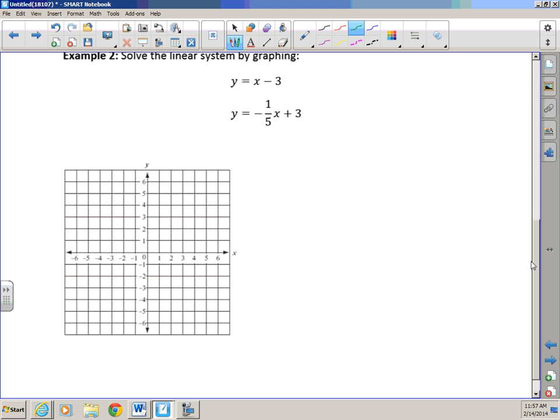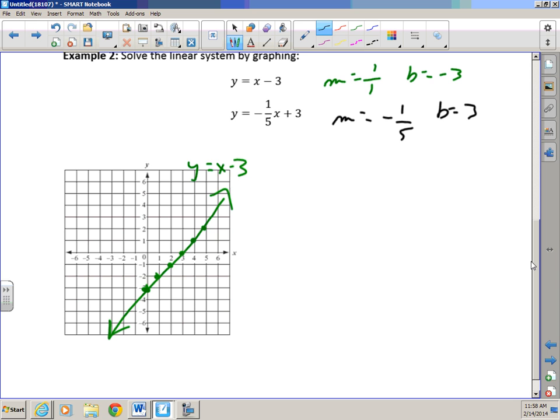All right, in green, my slope, again, is 1 over 1. My y-intercept is negative 3. In black, my slope is negative 1 over 5. My y-intercept is a positive 3. So I graph negative 3, that point, and I use my slope to get those other points. Looks very similar to the one we just did, different y-intercept. Then I do the next one. I start at 3. Now, again, since I want to hit the green line, I'm going to go down. So I go down 1, right 5, and bingo, I hit it.